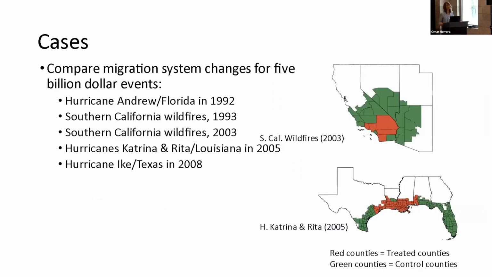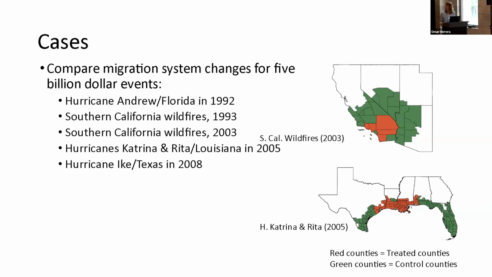So we look at 5 cases. We selected these 5 cases because they were the most destructive in terms of the dollar amount of destruction during the period for which we have data. Those are Hurricane Andrew, which hit Florida in 1992, and then 2 Southern California wildfire events in 1993 and 10 years later in 2003.